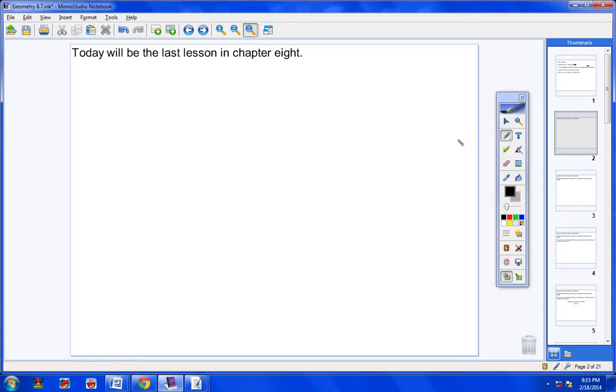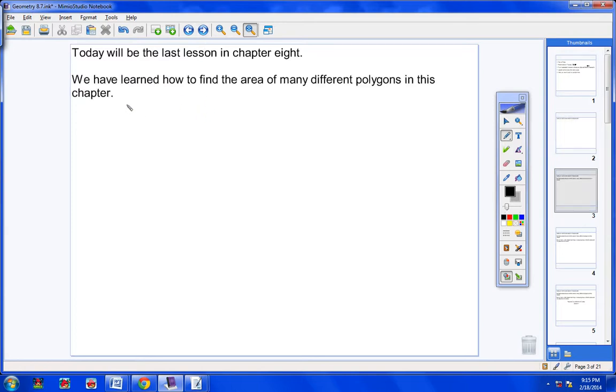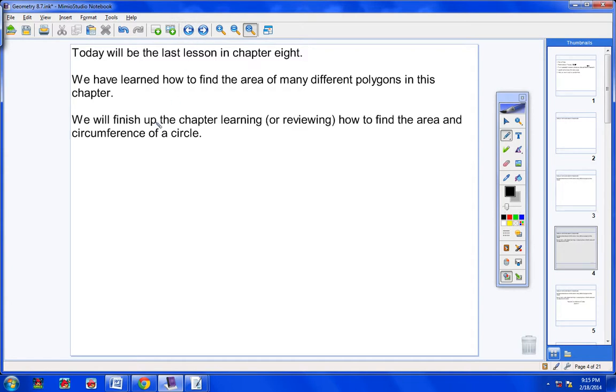Today will be the last lesson in Chapter 8, so we're finishing up Chapter 8 today, and it's been a pretty easy lesson. I mean, areas of squares, rectangles, parallelograms, trapezoids, triangles, pretty simple. We have learned how to find the area of many different polygons in this chapter, okay? And so that's been pretty simple. We're going to finish up the chapter today learning or reviewing, because you probably knew all this information already, how to find the area and the circumference of a circle.